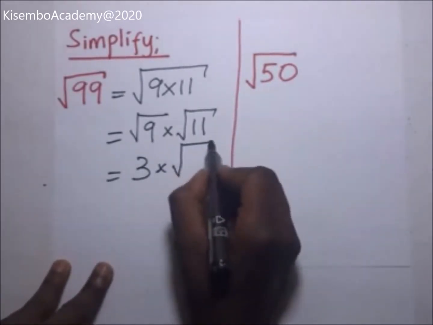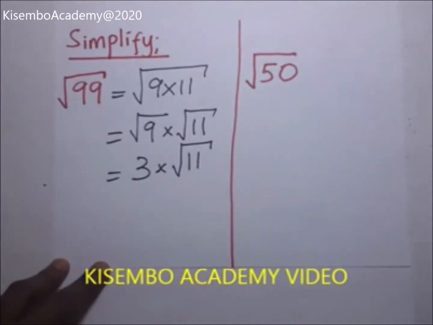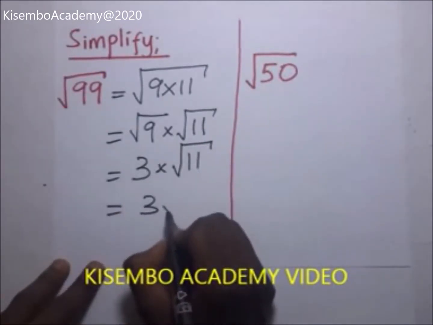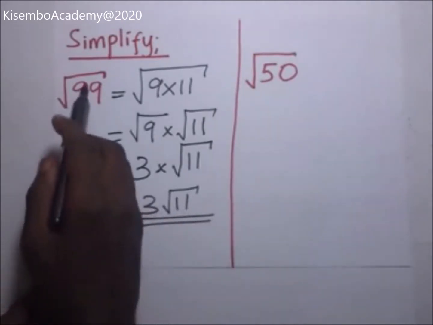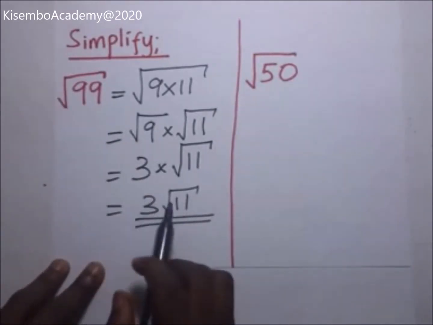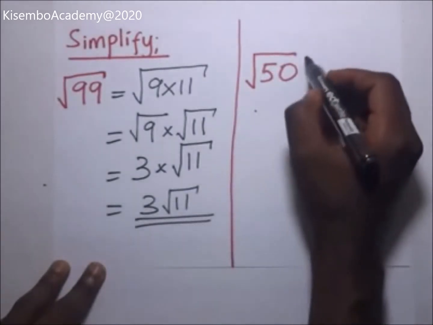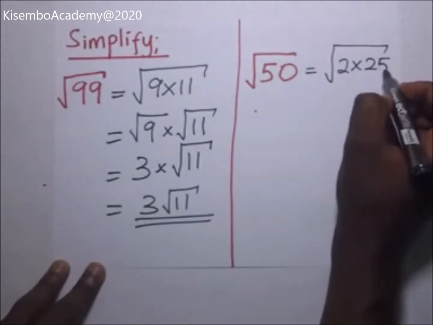So we leave this in surd form because we do not know it directly. We need to punch a calculation. It's an irrational number. So the final answer is going to be 3 root of 11. And this is the simplification of that entire surd. This is what we're calling a mixed surd. Going on to our second example, square root of 50 is going to be the square root of 2 times 25.